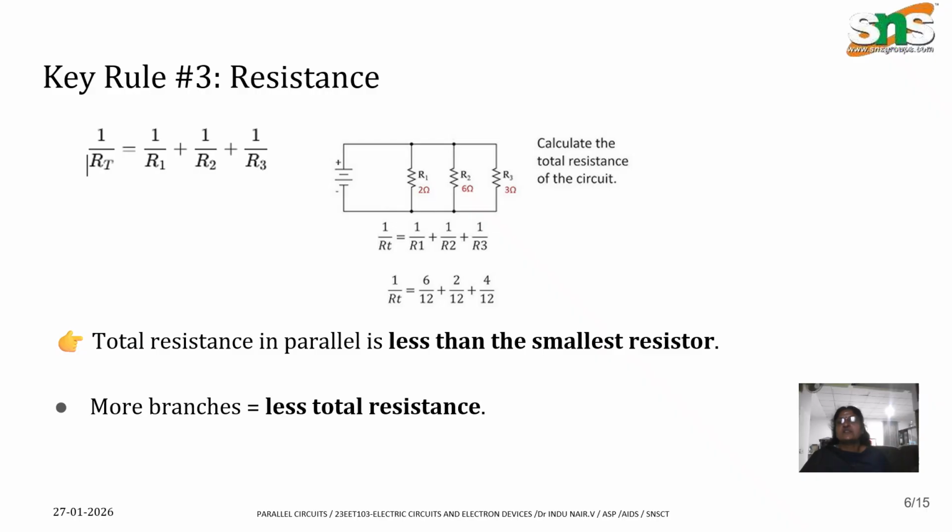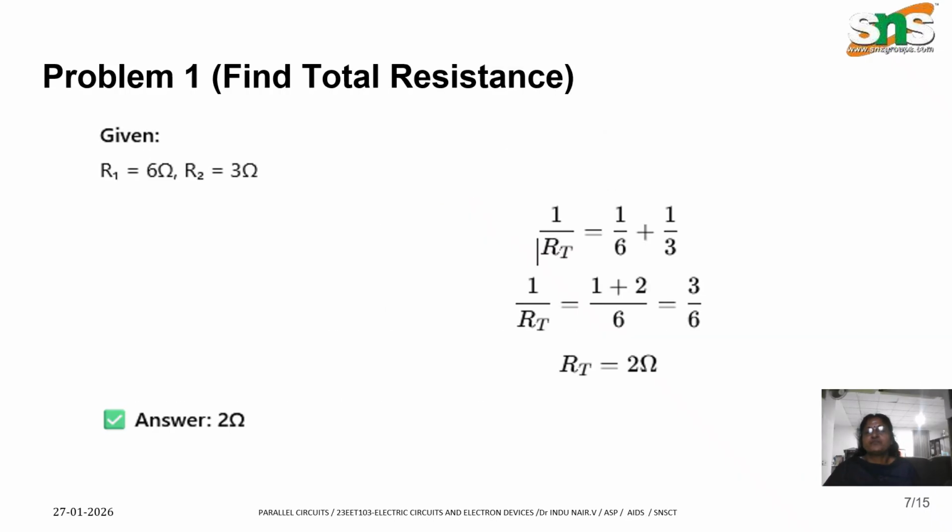Now the total resistance or the equivalent resistance is going to be 1 by R equivalent, or R total, is equal to 1 by R1 plus 1 by R2 plus 1 by R3. So the total resistance in parallel is less than the smallest resistor. More branches, less total resistance. So now we'll look into the problems.